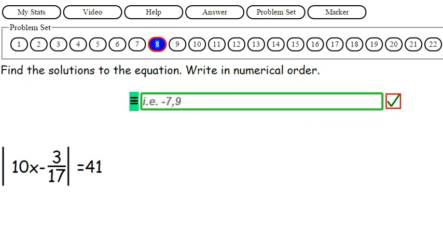Okay. So let's go ahead and spend a second here and write this down. 10x minus 3 over 17 is equal to 41. So this is kind of a quiz on doing fractions and reducing fractions. And I should also state that this fraction here may not be completely reduced, so you'll want to do that. Alright. Let's get over here and work on that.